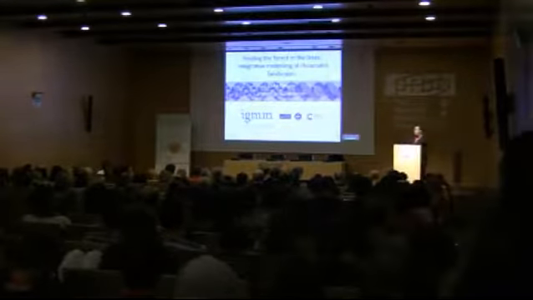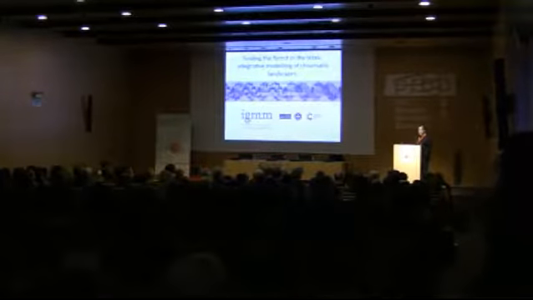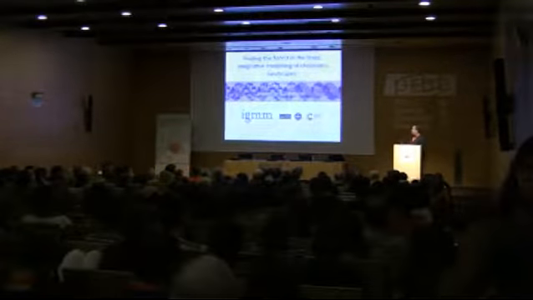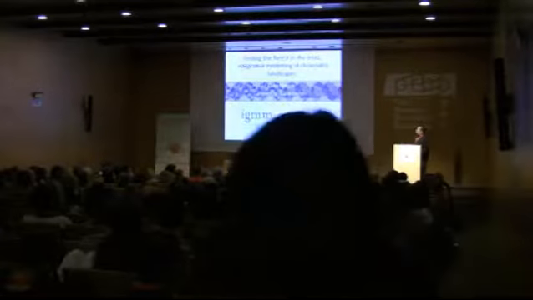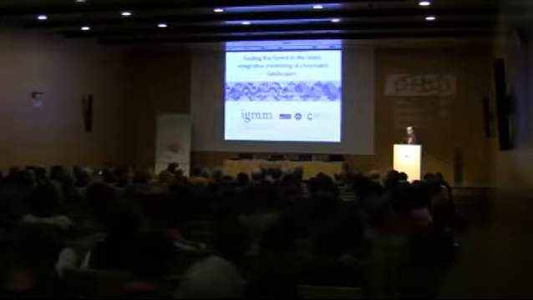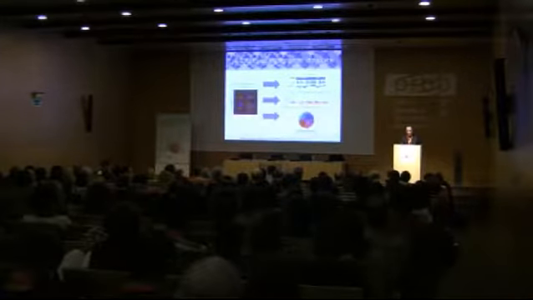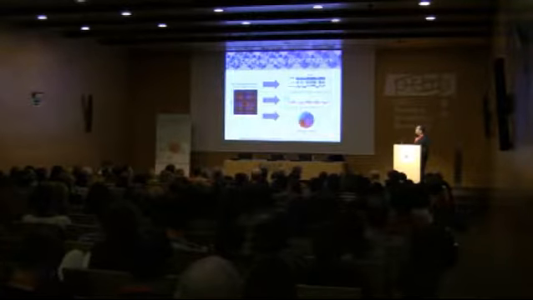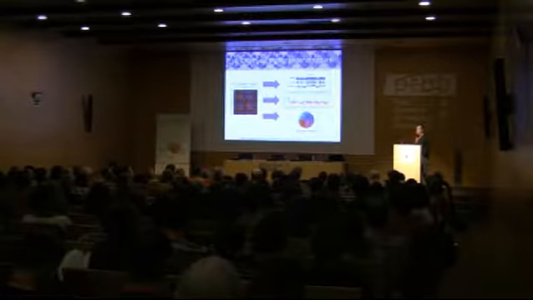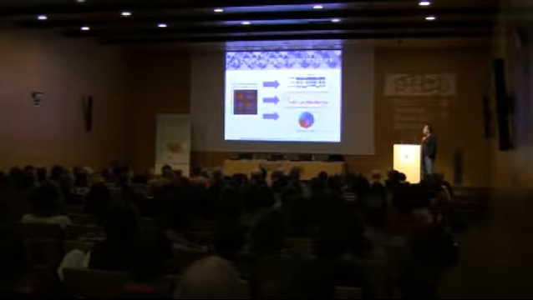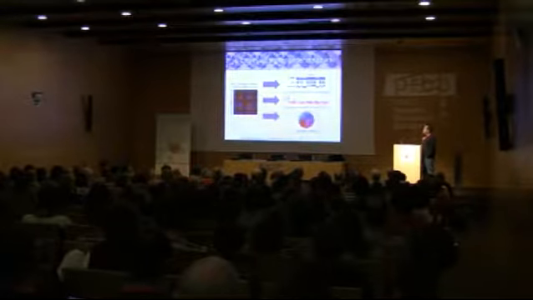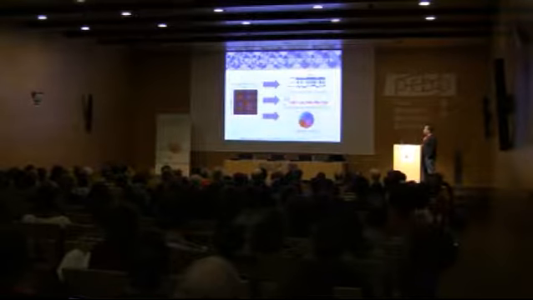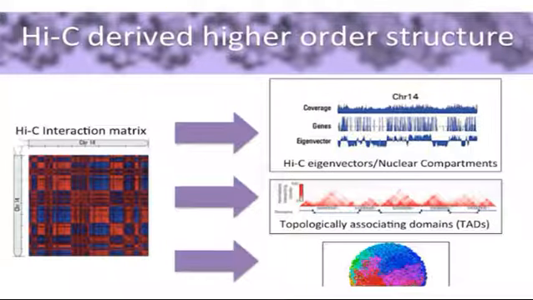Okay, so I run a bioinformatics group at the University of Edinburgh, and we've been playing around with trying to model higher order chromatin structure. And by higher order chromatin structure, in this case, what I'm talking about is Hi-C derived structure. From Hi-C interaction matrices, we typically get three things. We get interlocus contacts, of course, which I'm not paying any attention to in this talk.